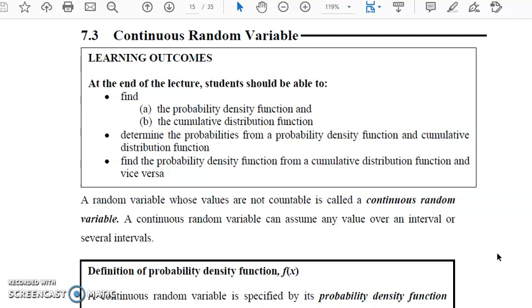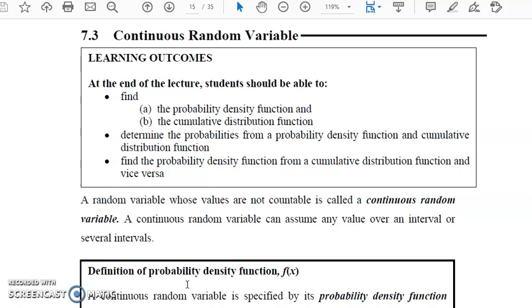Okay, so we will continue with subtopic 7.3. I hope you're already clear with 7.2. Let me give some notes here. Please put some notes for subtopic 7.2.